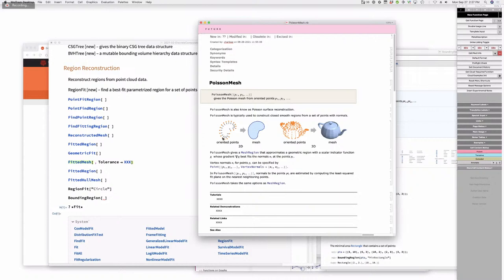Are there properties of this concave hull mesh? For a convex hull, there are many properties. For example, there's no point outside the convex hull, right? That's an important property.